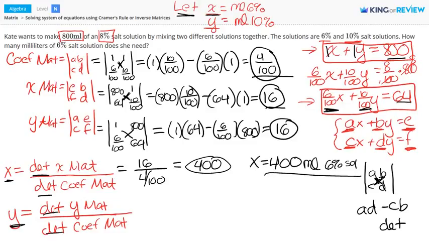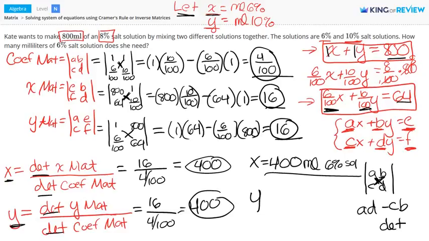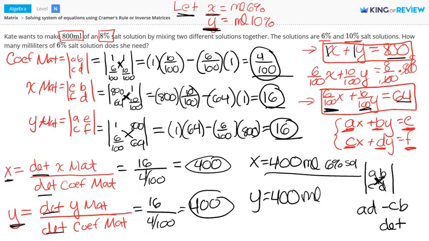And now let's solve for y. The determinant of the y matrix, we solved for that, that's 16, divided by the determinant of the coefficient matrix, that's 4 over 100, and this equals 400. So y equals 400. Now what did y represent? Well, that's the volume of the 10% salt solution. So 400 milliliters of 10% salt solution.